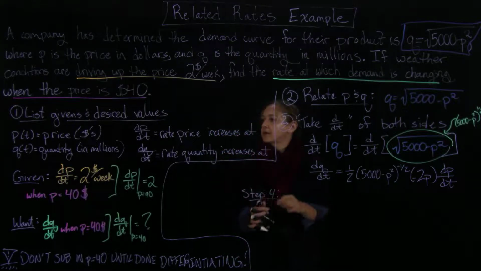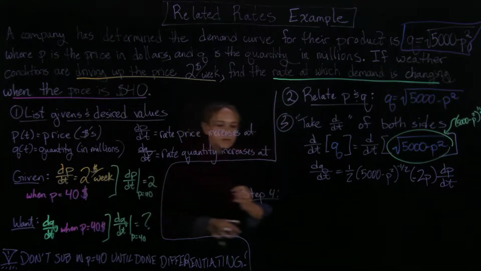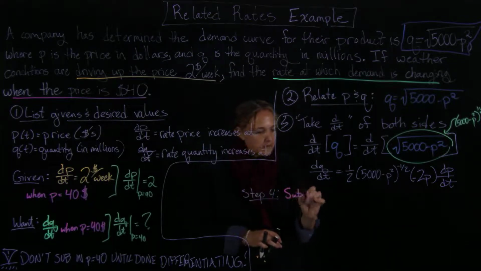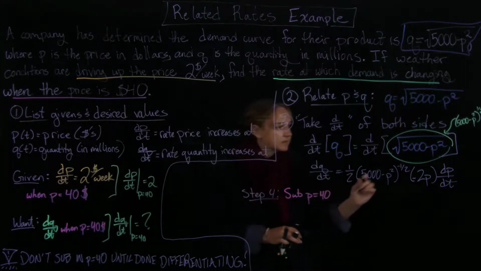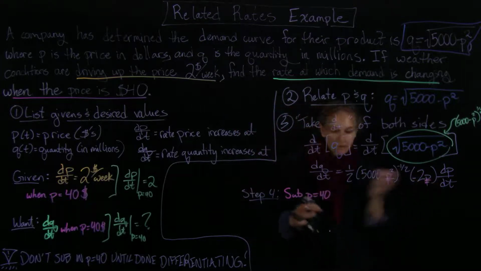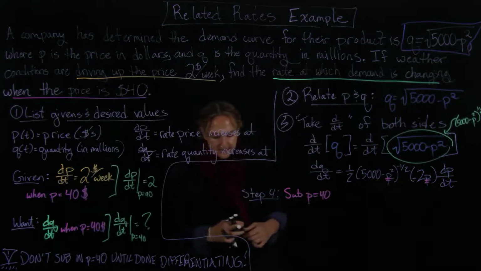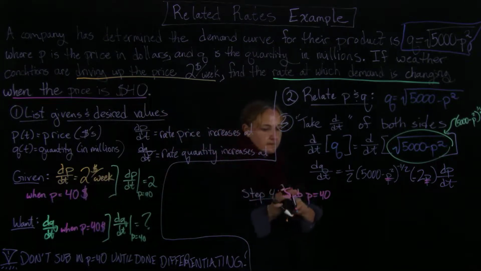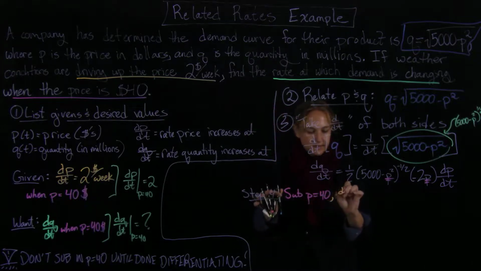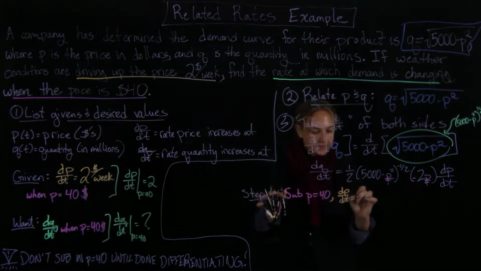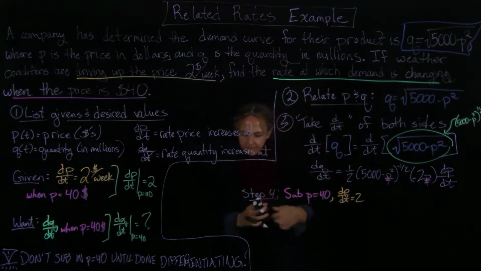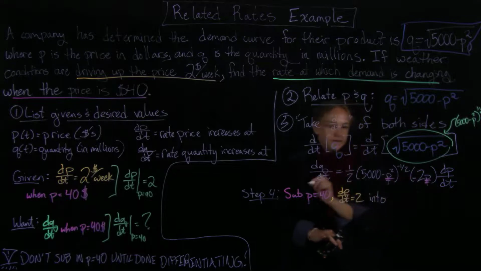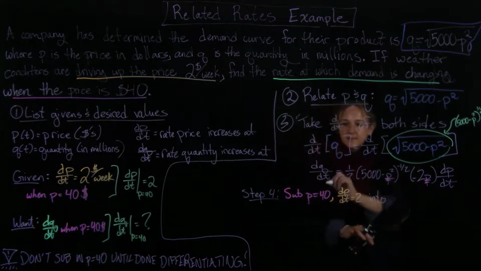Okay, so I want to sub in my p-value of $40. So P equals 40. So I'm going to see P here and here. And the other thing that we have is that dp/dt equals 2. And dp/dt equals 2 goes into this thing we have here. So, simplifying it a little bit.